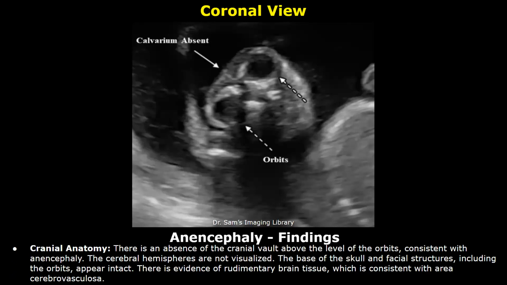Cranial anatomy: there is an absence of the cranial vault above the level of the orbits, consistent with anencephaly. The cerebral hemispheres are not visualized. The base of the skull and facial structures, including the orbits, appear intact. There is evidence of rudimentary brain tissue, which is consistent with area cerebrovasculosa.